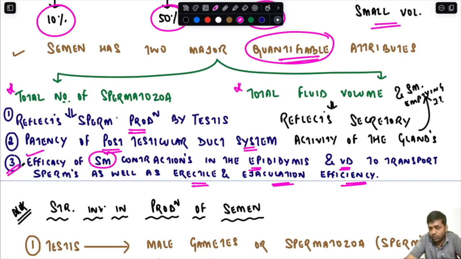The second important thing is the total fluid volume, which reflects the secretory activity of the accessory glands, that is the prostate and the seminal vesicles. Not only that, it also reflects the efficiency and efficacy of the smooth muscles which are emptying it from the glands.